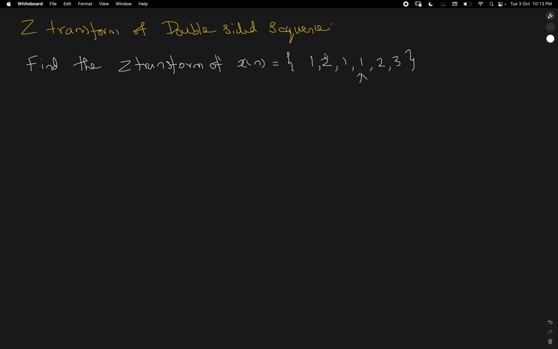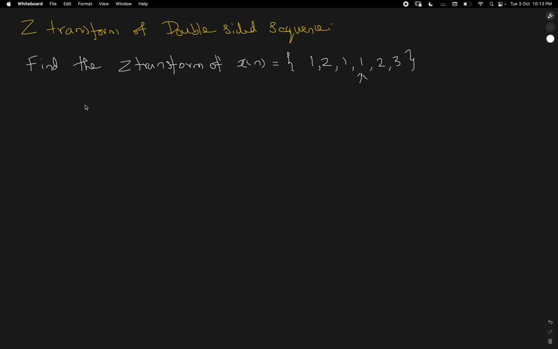So the right side of the arrow mark gives the values for n equal to 1 and 2, and the left side of the arrow mark indicates the value of x of n for n equal to minus 1, minus 2, and minus 3. So it consists of both right side values and left side values. That's why we call this a double-sided sequence. And we will see how to find the Z transform.